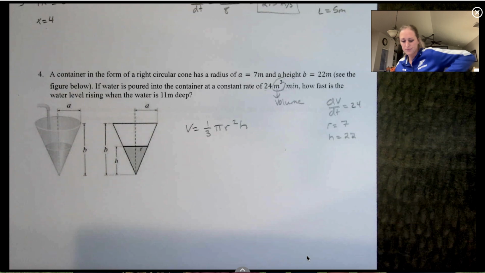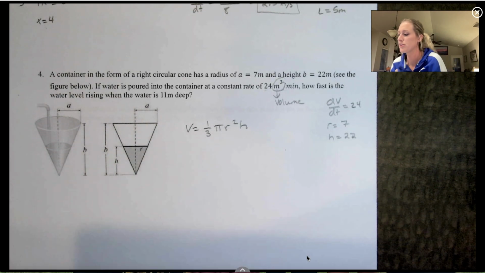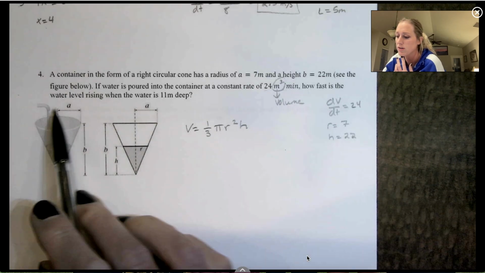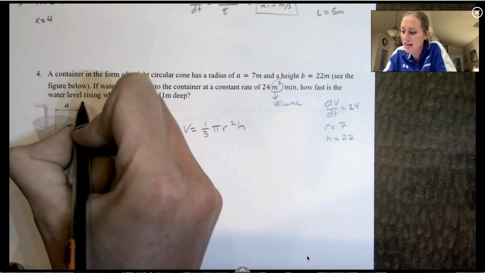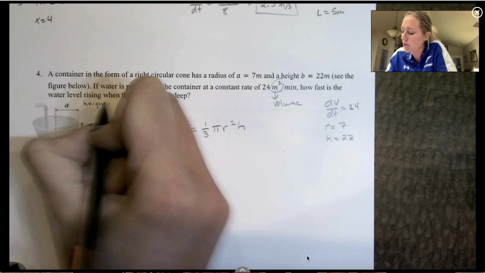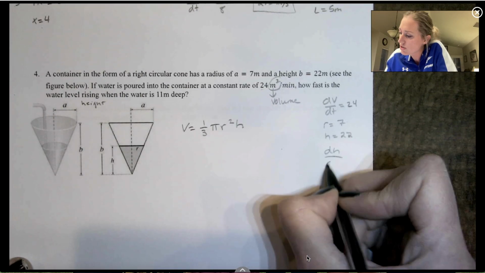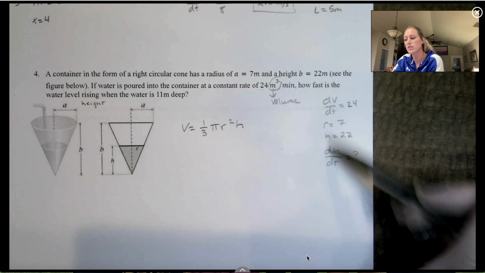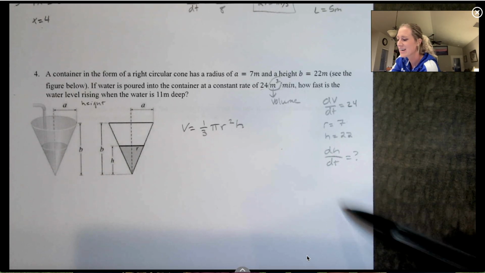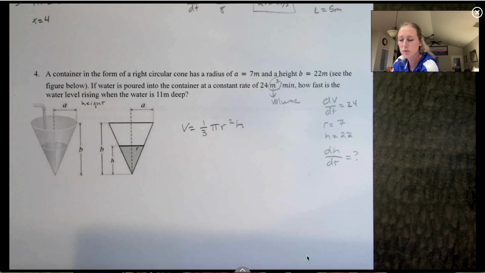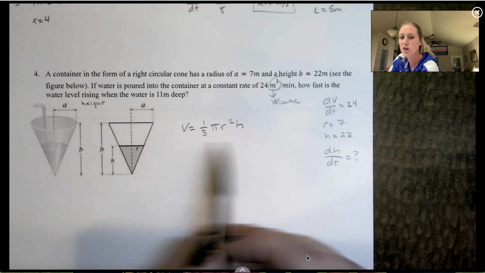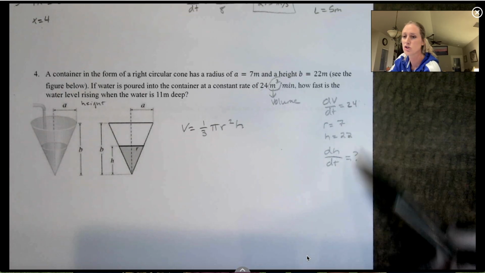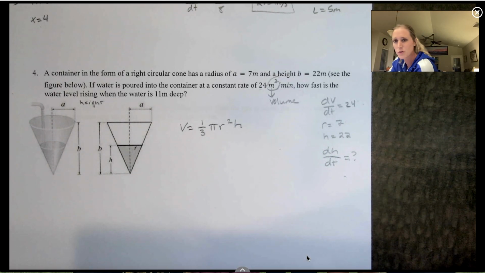Okay, now, one thing that's helpful here, you guys, so what am I looking for? I'm looking for how fast is the water level rising. So this is going to be the height. So we are looking for dH/dt. Okay, so if you notice, I don't have any dr/dt information over here, and I'm not looking for dr/dt. So it would actually be nice if I did not have an r in my equation, so that when I differentiate, I only deal with these two rates. Okay, well, how do we do that?